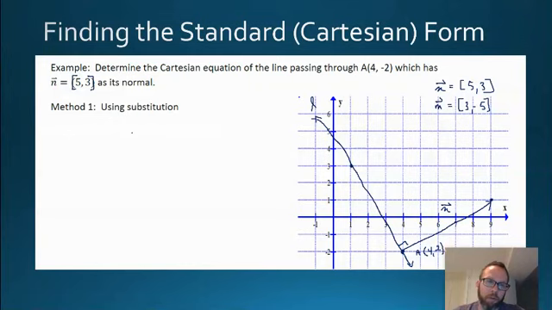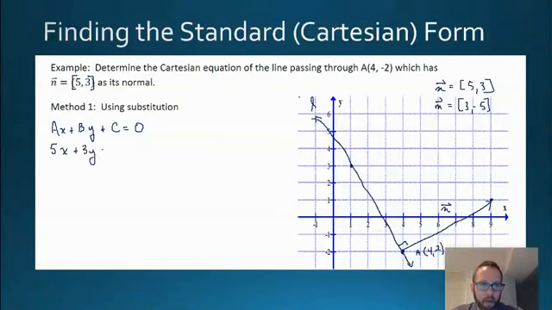Let's go ahead and do that. So the first way we can do that is to use substitution. So our Cartesian equation, our standard form, our scalar equation, mixed in all the different ways we can say that in this lesson here, is ax plus by plus c equals 0. We know two of those three things. The normal is 5, 3. That means the equation is 5x plus 3y plus c equals 0. If we knew c, we'd have the equation.